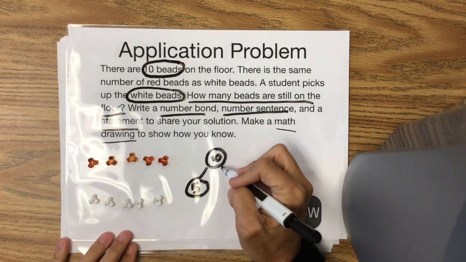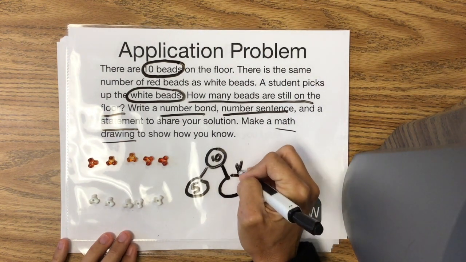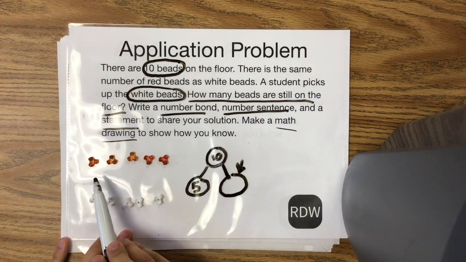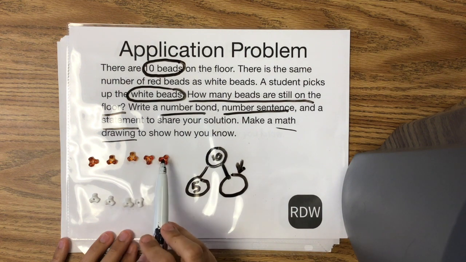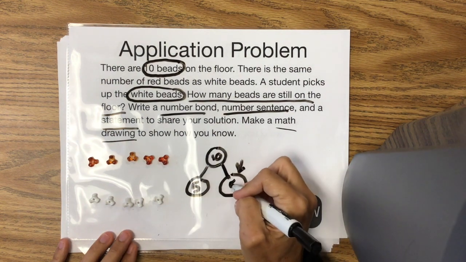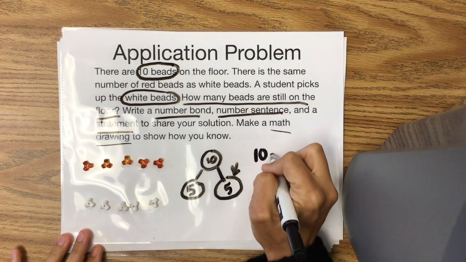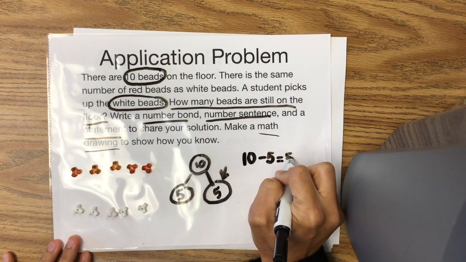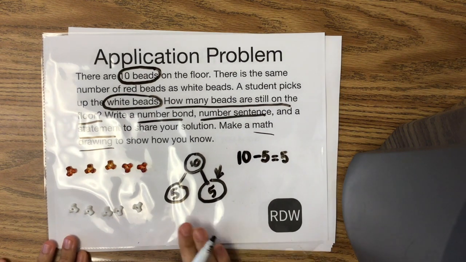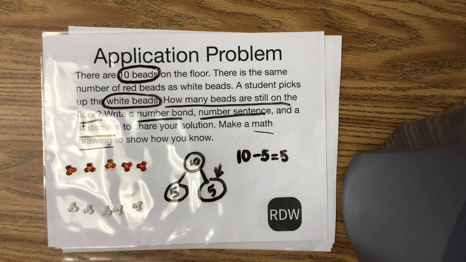So if we look up here, that'll conclude our number bond because we'll be able to find how many beads are on the floor. So let's count those together. 1, 2, 3, 4, 5. That's that doubles fact that we were talking about, because 5 plus 5 equals 10, but 10 minus 5 also equals 5. So we have our number bond, we have our number sentence, and now a statement.